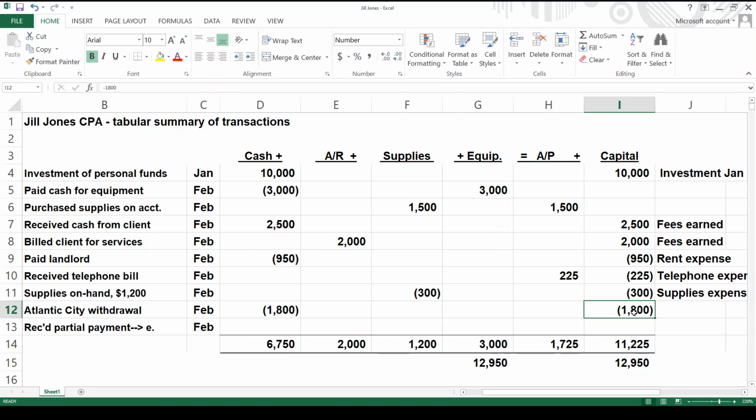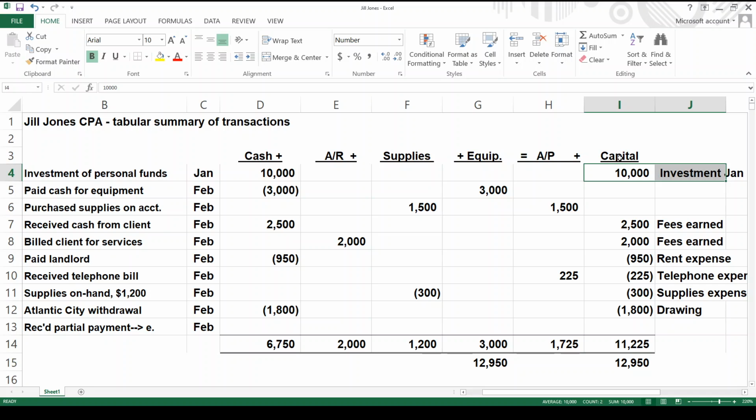$1,800. Okay, let's see now. I decreased my cash. Why? Because I took the money out of the bank account. That makes sense. $1,800. Is there such a thing as gambling expense? No, of course not. That would be personal use of company funds. Drawing. Now we have all four fluctuations here.